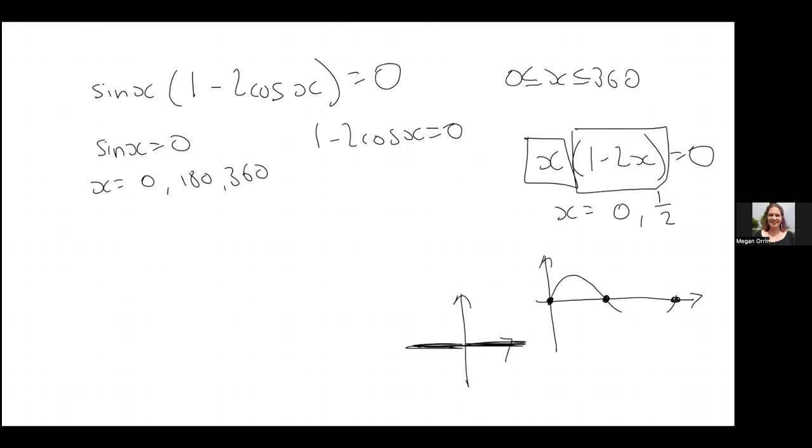Now we need to look at this one. So I'm going to solve this for x. What should I do first? Move the 1. Is that right? What's wrong? Good. Leave the negative. All right. What do I do next?